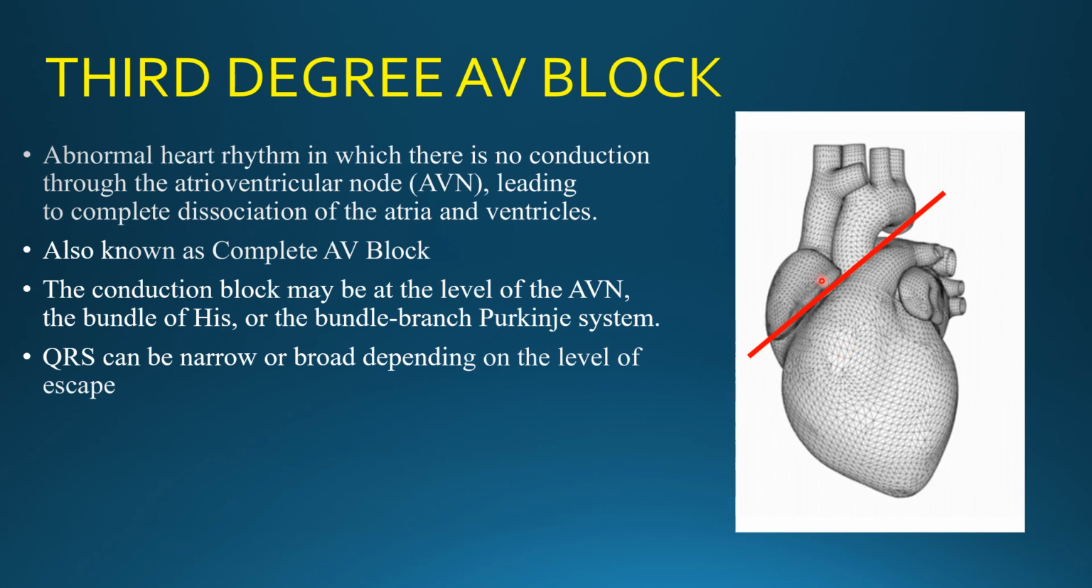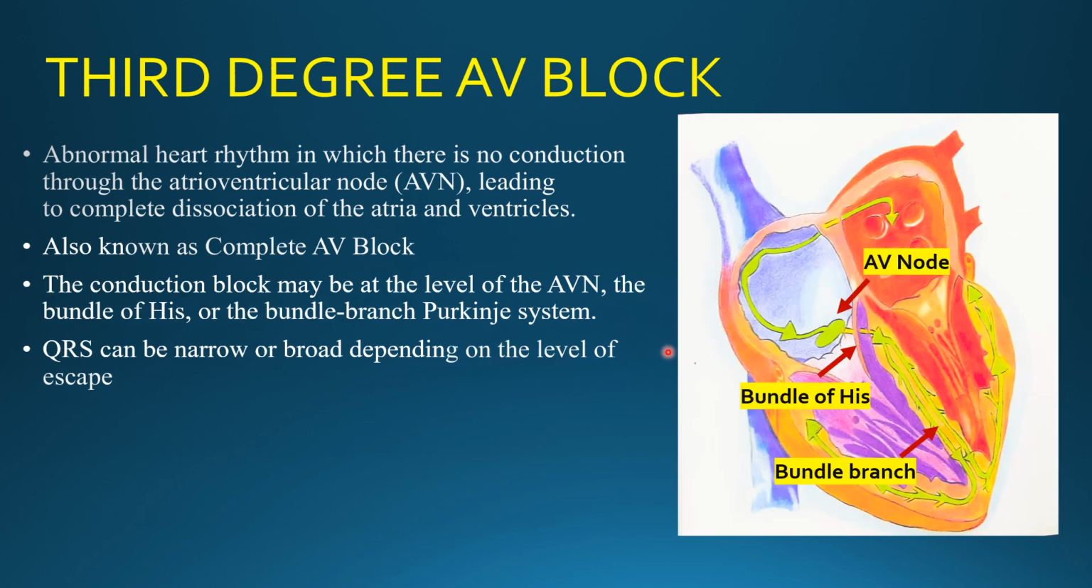So this is basically a diagram which shows how a third degree block occurs. This part of the heart beats on its own, and this area has got no influence by this area, and this beats on its own. The conduction block can occur anywhere in the conduction system, right from the AV node to the bundle branch.